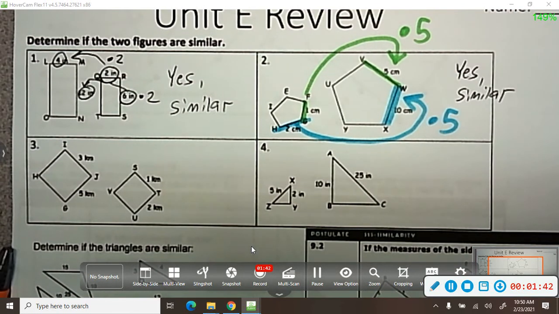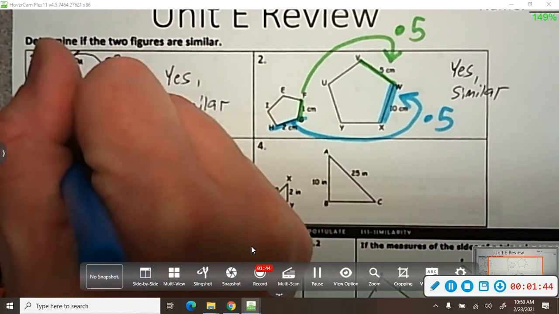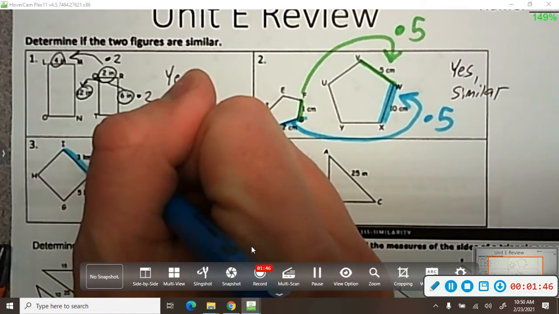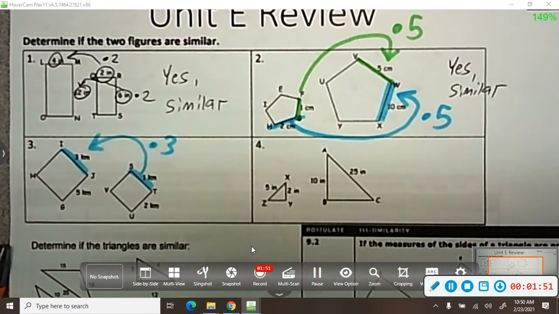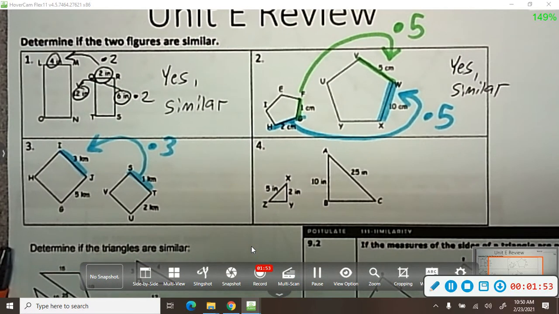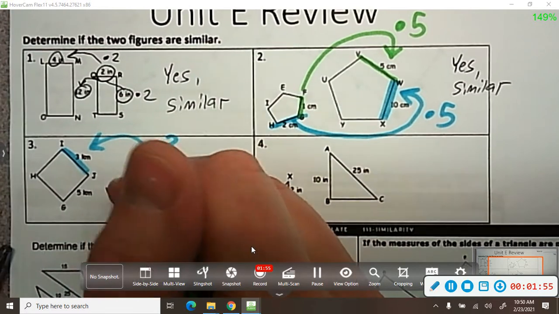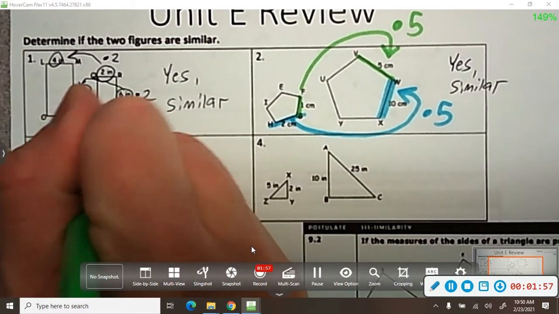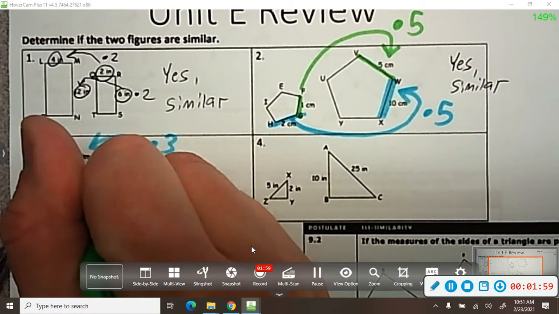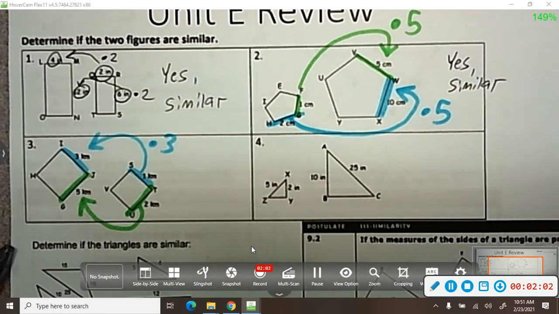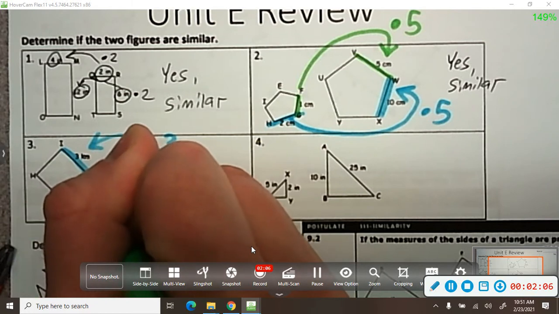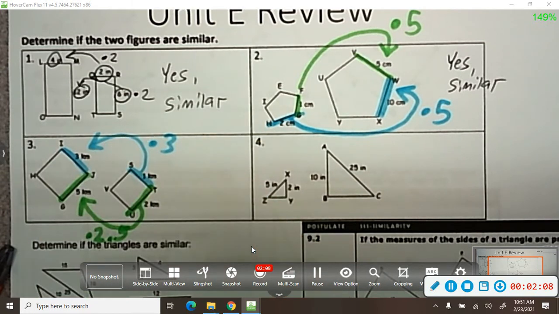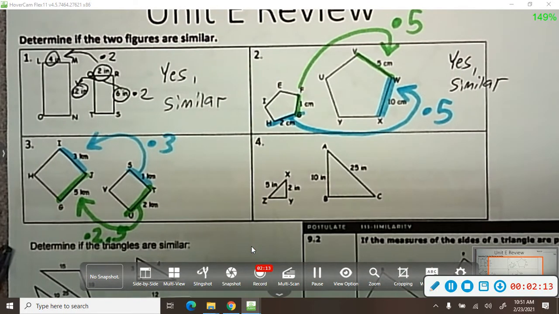Here, going from 1 to 3, that'd be times 3. But when you go from 2 to 5, that's actually 2.5. So since those aren't the same number, I'll say no, not similar.